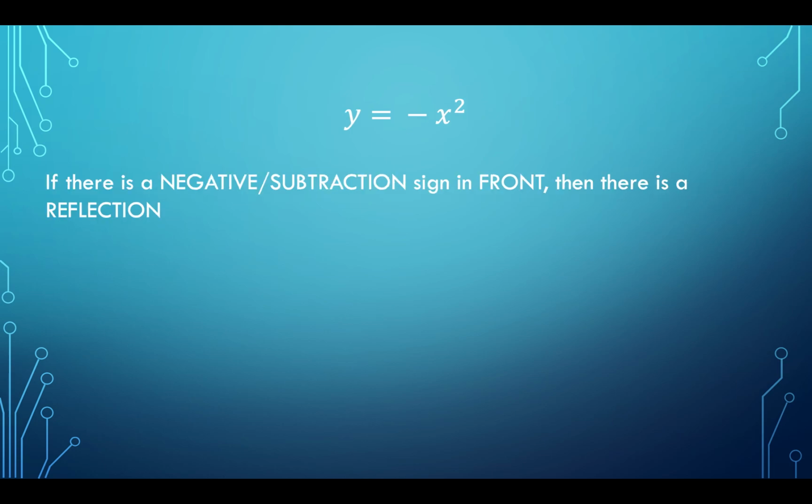And then we can have y is equal to negative x squared. If there's a negative or a subtraction sign in front of the x squared, then there's going to be what we call a reflection. Think of a reflection as turning a page in the book or turning a piece of paper over. That's essentially what the graph is doing across the axis. At this point in time, I just want you guys to know negative means reflection.